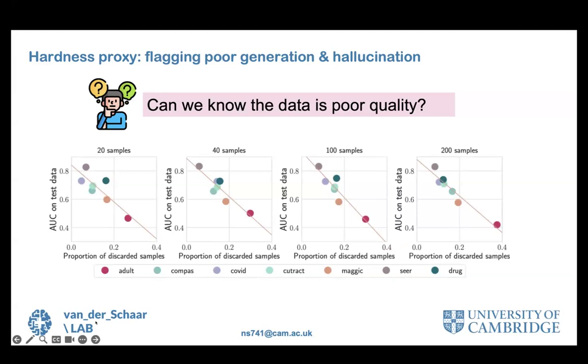What was quite interesting is that there's a strong negative relationship between the amount of samples that get discarded and your downstream AUC on a test set. So if you end up having to throw away huge amounts of data, you should be a bit skeptical of what you have, because it's likely that the model's just not going to perform well downstream. If you're having to throw away huge amounts of data, it means something has definitely gone wrong in the LLM.